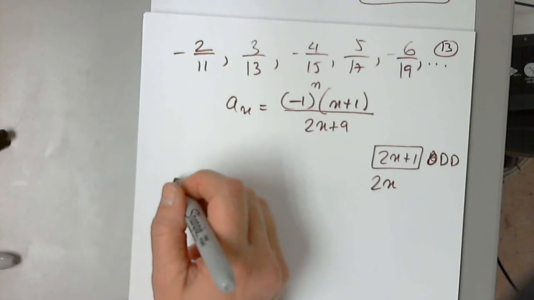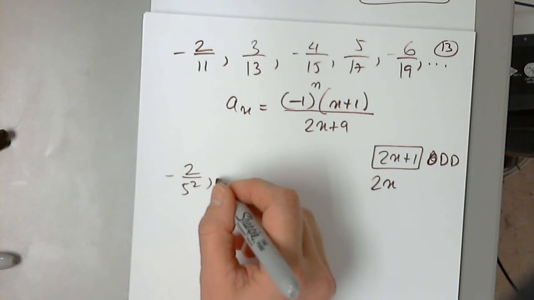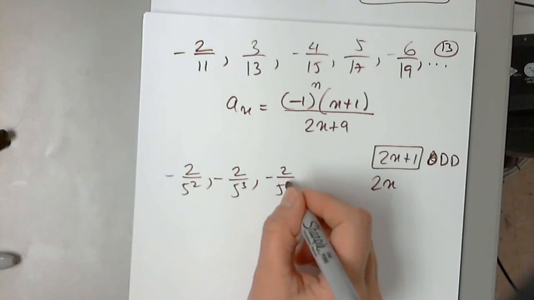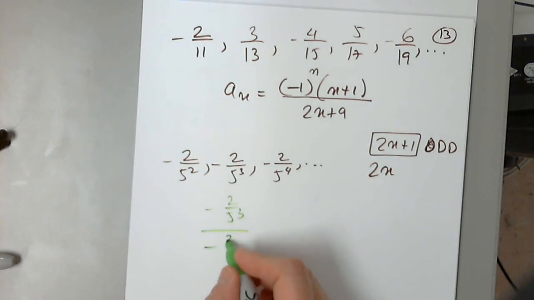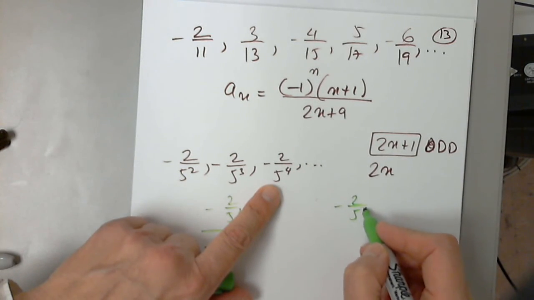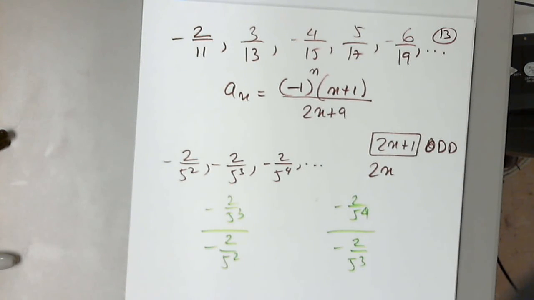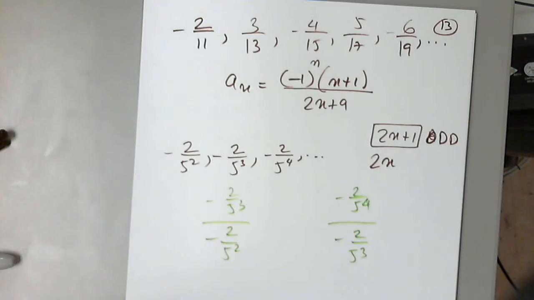Okay, what about negative 2 over 5 squared, negative 2 over 5 cubed, negative 2 over 5 to the 4th? I only ask here one question. Not to find a generic term. It's very easy to find a generic term. Is this a geometric sequence? And you could say, I don't know. The answer is I don't know. If I divide this by the previous term, or I divide this by the previous term, and I get the same answer, then yes. It's the common ratio. So if I divide this by this and I get 10, and I divide this by this and I get 10, then it's a geometric sequence. The common ratio is that number.